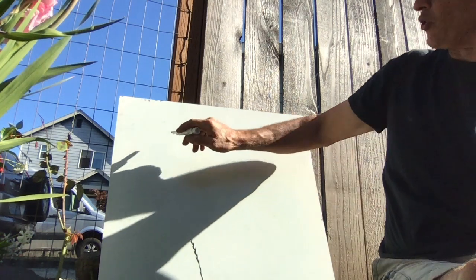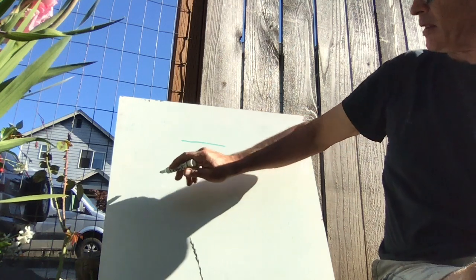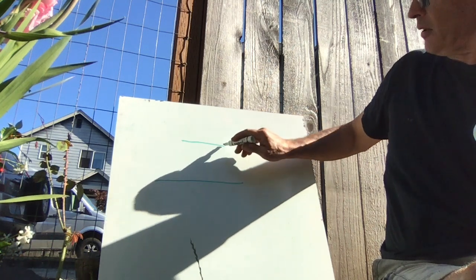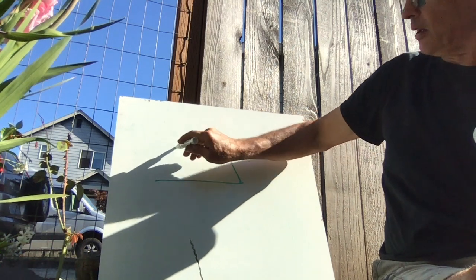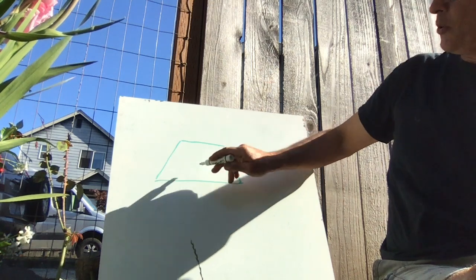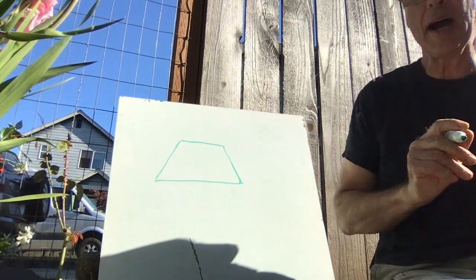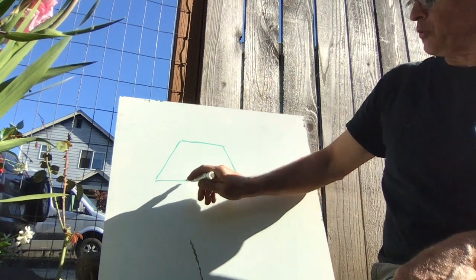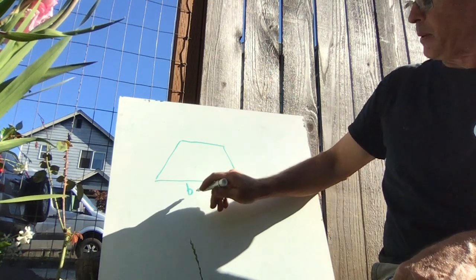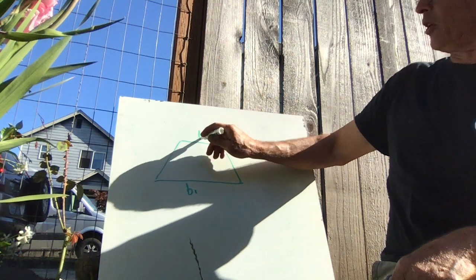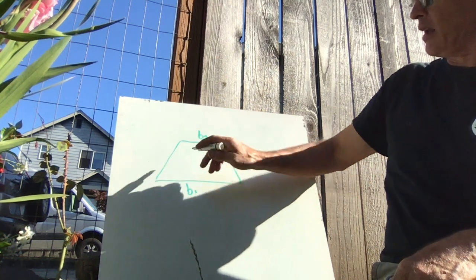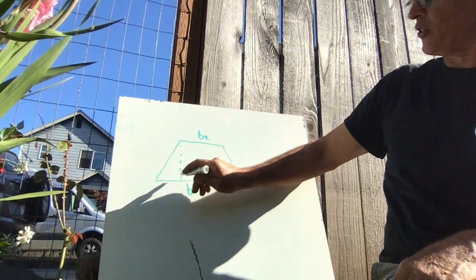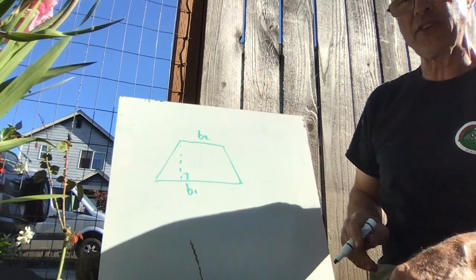Okay, so trapezoids, if you remember, have two parallel sides and the other two are not parallel. Okay? If we call this one of the bases, base 1 maybe, we'll call this base 2. And then you know that the height is the perpendicular to one of those bases.